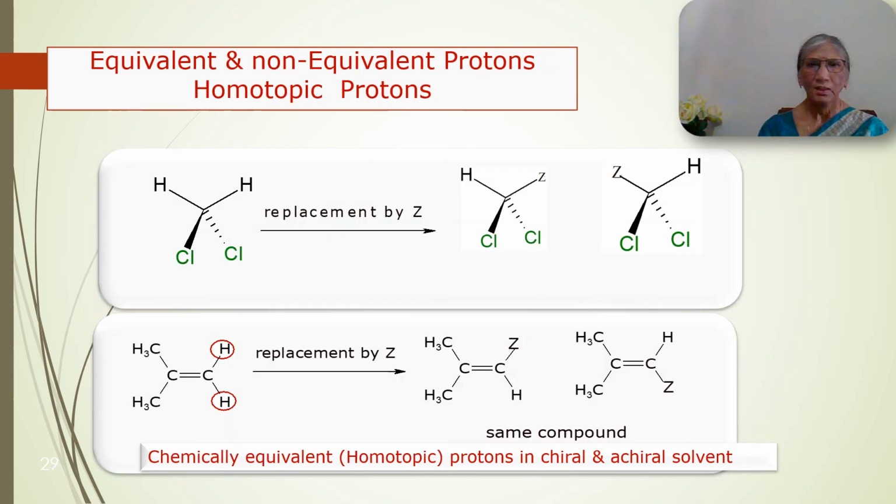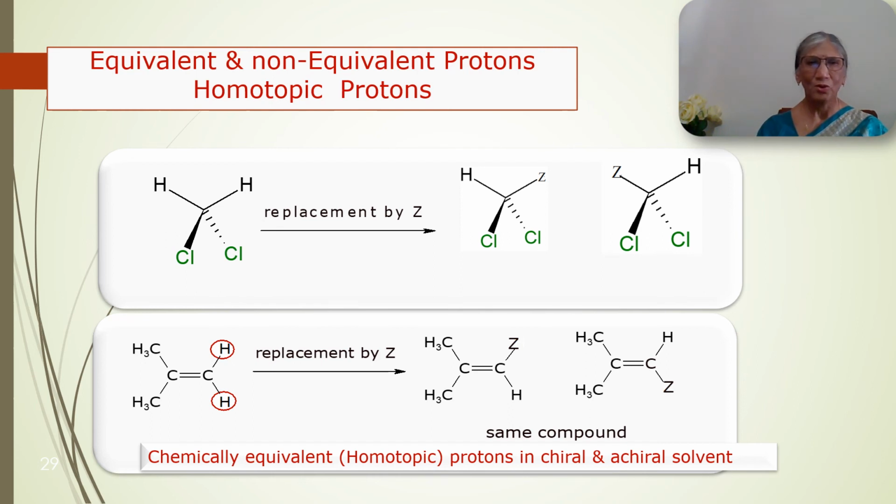See the two methylene protons of 1,1-dichloromethane. The two methylene protons are homotopic protons because the substitution of these protons by any substituent Z gives identical products. So these two methylene protons are chemically equivalent protons, and they are known as homotopic protons.